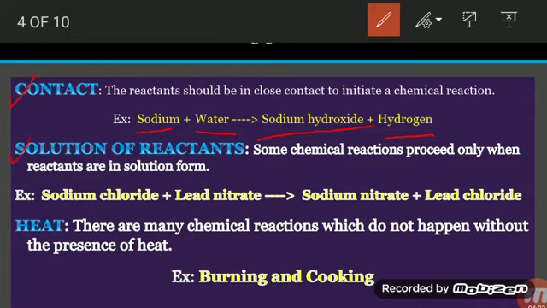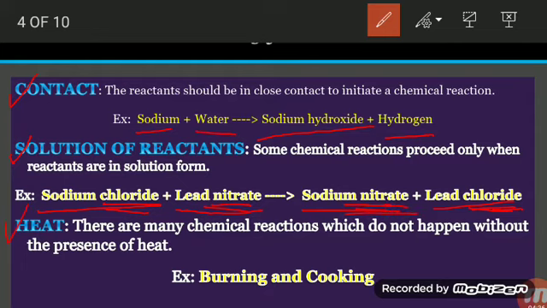Now, solution of reactants. Some chemical reactions proceed only when reactants are in solution form. For example, sodium chloride plus lead nitrate gives sodium nitrate and lead chloride. We can see that the chloride from sodium chloride has come to lead, and the nitrate with lead has come with sodium.